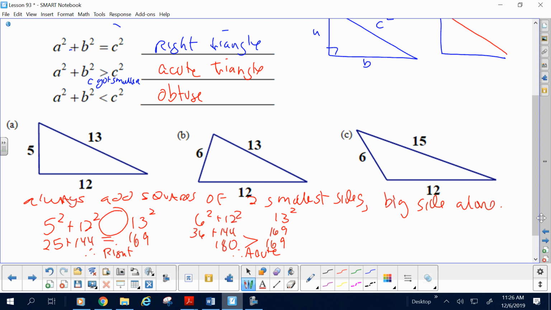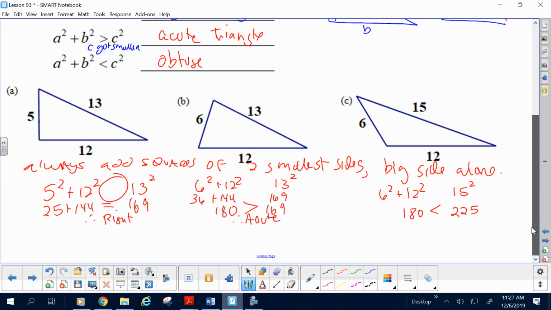Last but not least, does it matter which side I put? Can I put 15 and 6 on one side? No, that's ridiculous. It will always come out acute that way. You always put the two smaller sides together and the biggest side alone. We know that the left side is 180 because it's the same two sides we just had. What's 15 squared? 225. And therefore this is obtuse.